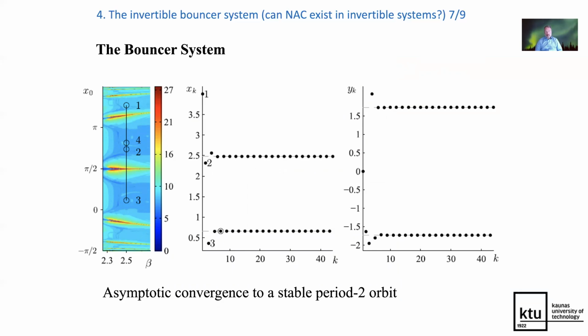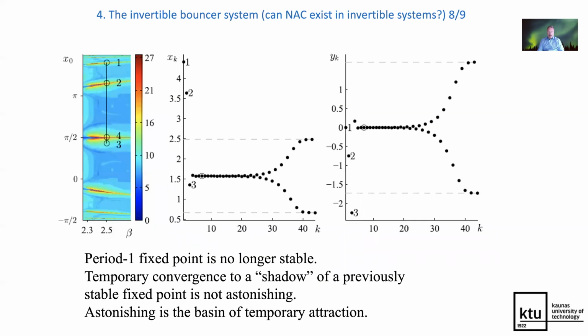all, asymptotic convergence to a stable period 2 orbit. We select the parameter beta, where the period 1 is unstable and period 2 is stable. We can observe an asymptotic convergence to period 2 orbit. This is really completely not astonishing. Anyway, this is much more interesting.